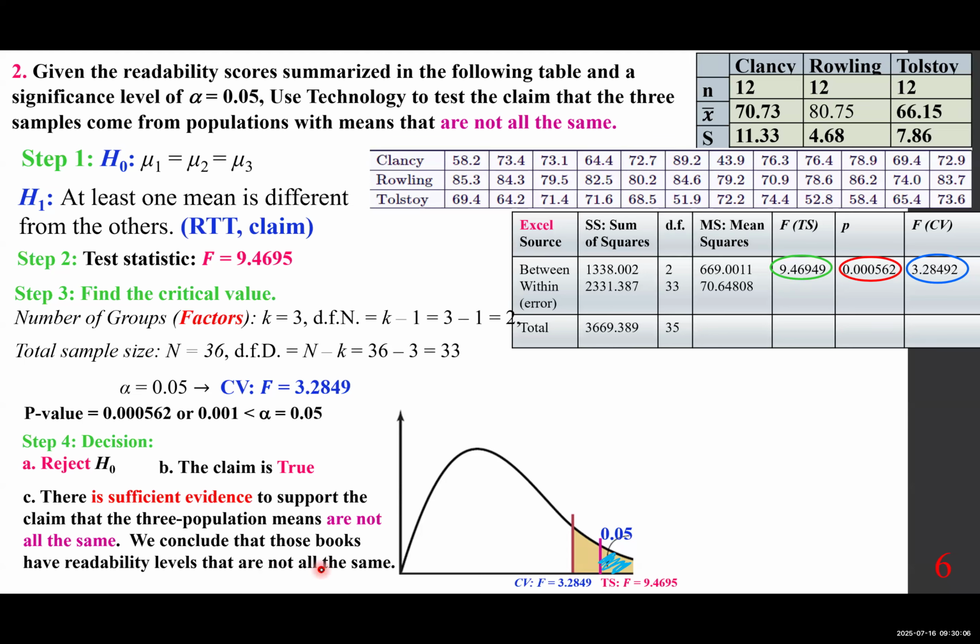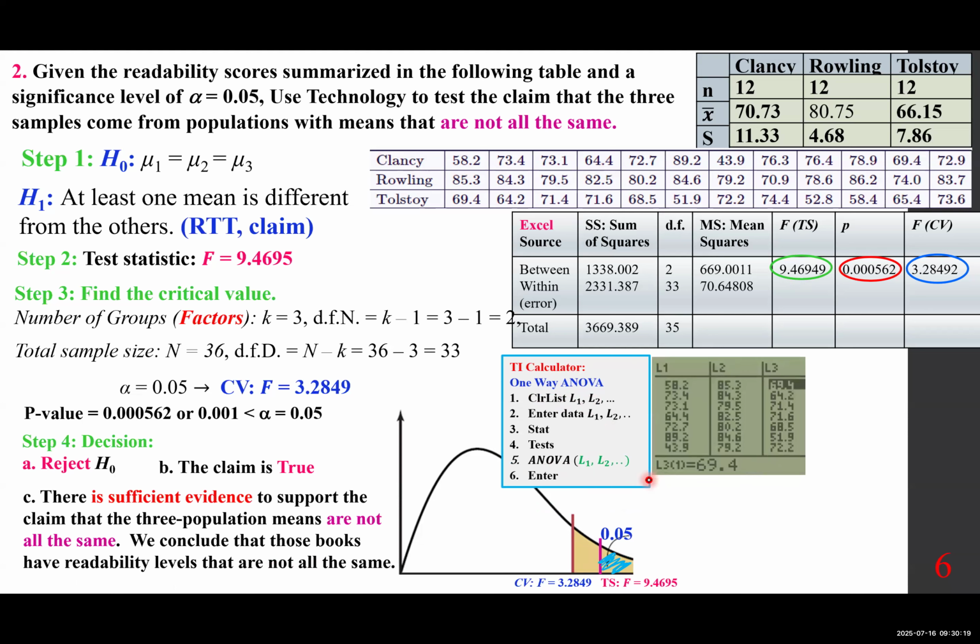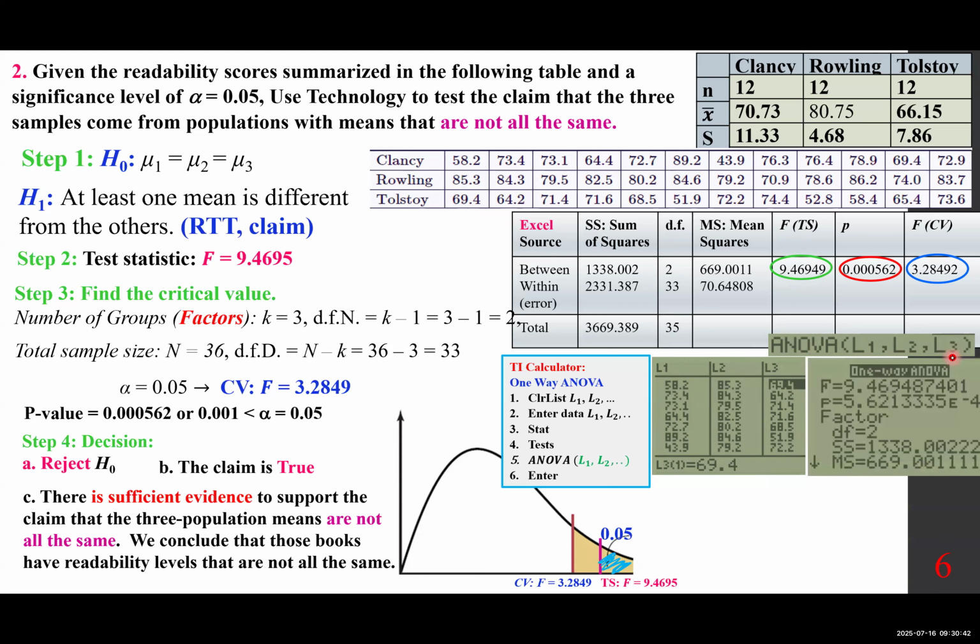Now, if we were to use a TI calculator, one-way ANOVA, first clear lists L1, L2, and so forth. In this case, 1, 2, 3: L1, L2, L3. And then you do ANOVA. When you clear, in L1 you put the first group: 58.2, 73.4, and so forth. In L2, you put the second group: 85.3, 84.3, and so forth. The last one, Tolstoy: 69.4, 64.2, and so forth. So first you have the lists. Then you run the ANOVA. And when you do that, it gives you this.